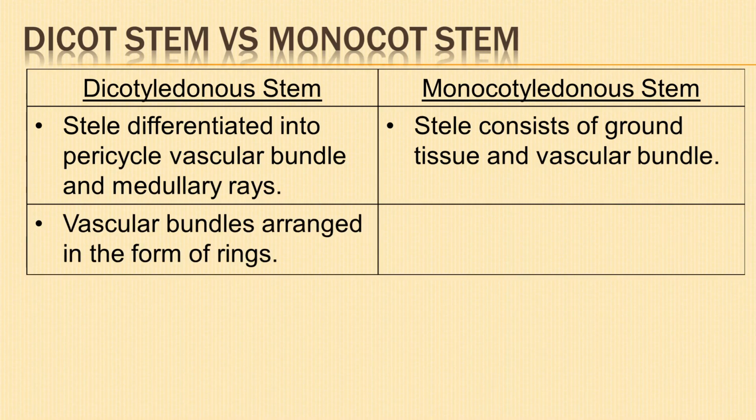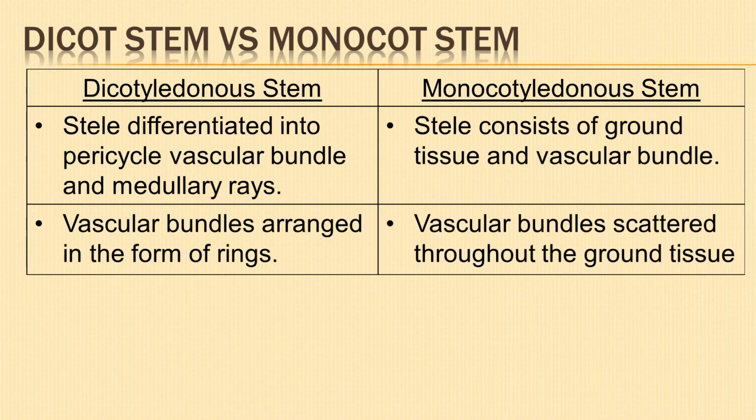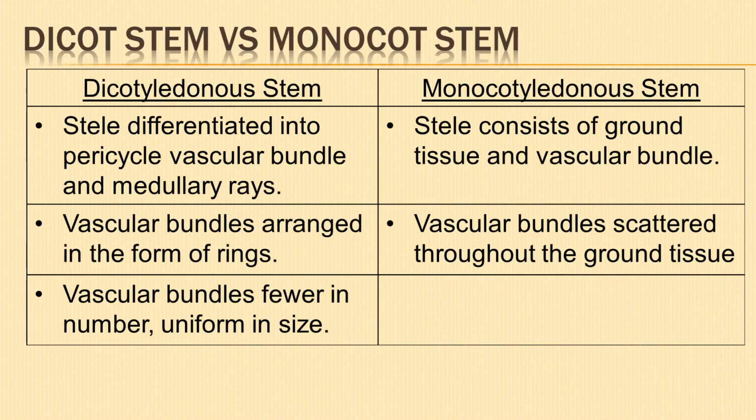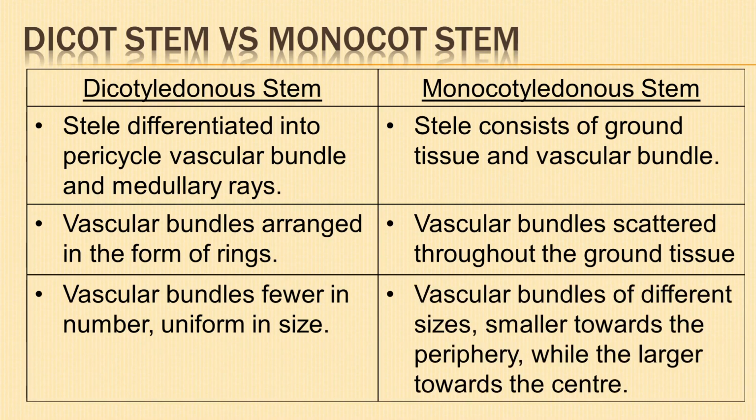Vascular bundles in dicot stem are arranged in the form of rings. Vascular bundles in monocot stem are scattered throughout the ground tissue. In dicot stem, vascular bundles are fewer in number and uniform in size. In monocot stem, there are numerous vascular bundles of different sizes. Smaller bundles are towards the periphery, while the larger ones are in the center.